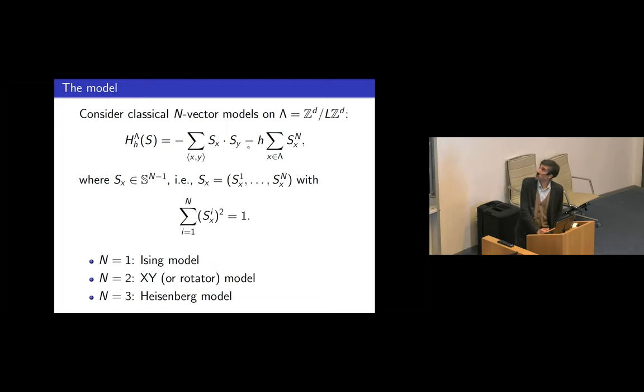And so this model for N equal 1 is just the usual Ising model. For N equal 2 it is the XY or sometimes called rotator model. For N equal 3 it is the classical Heisenberg model, and for general N it is called just the N-vector model.